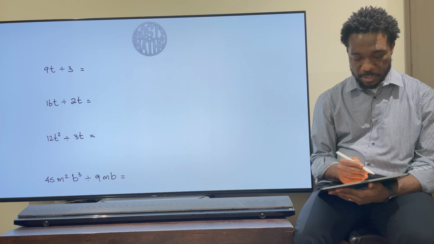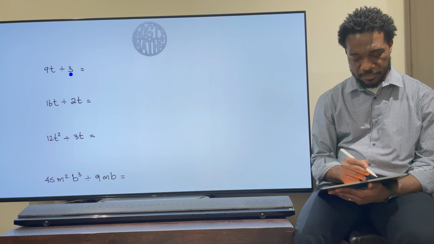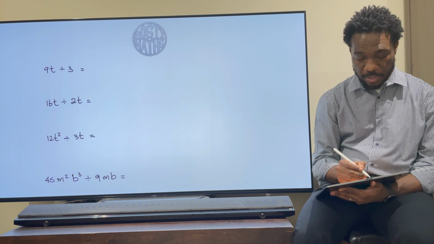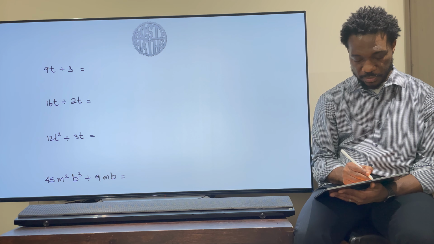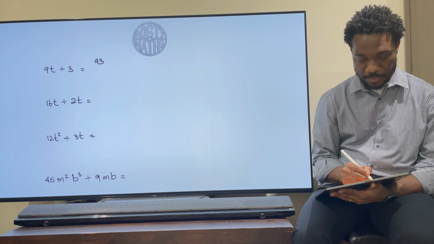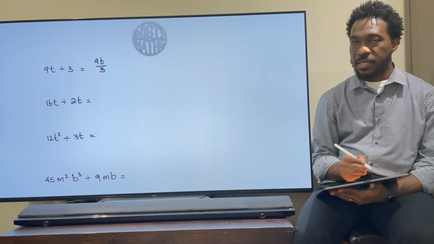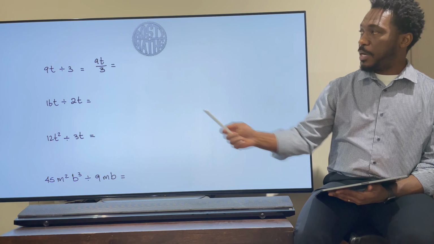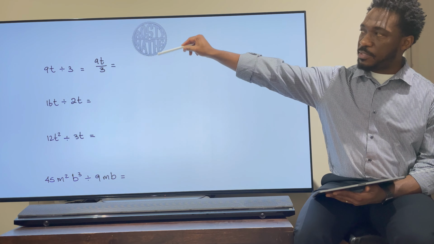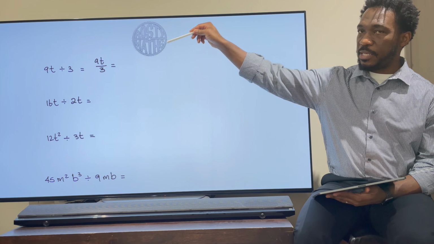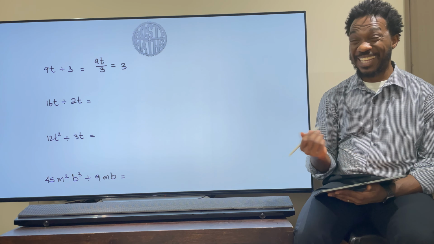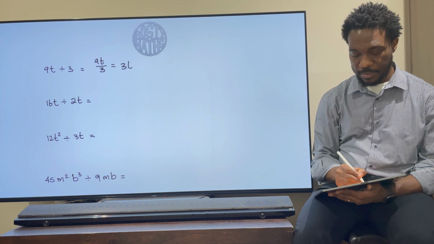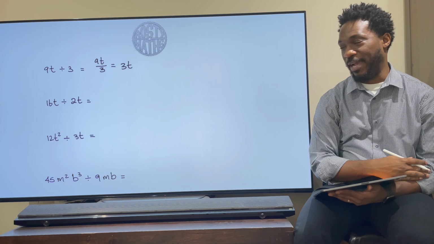Now, first of all, you'll notice that I've got 9t divided by 3. So I might actually rewrite that into 9t over 3. Now when I write it like that, I can now cancel out the 3 and the 9, because 9 divided by 3 is 3. But that 9 came with a t, so please don't forget to put the t back.